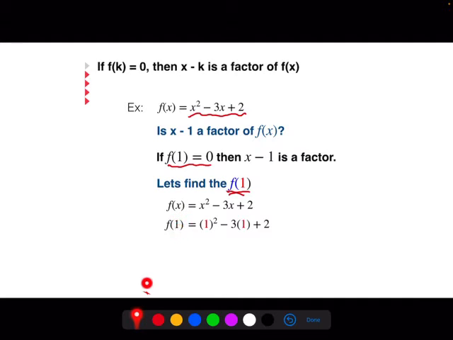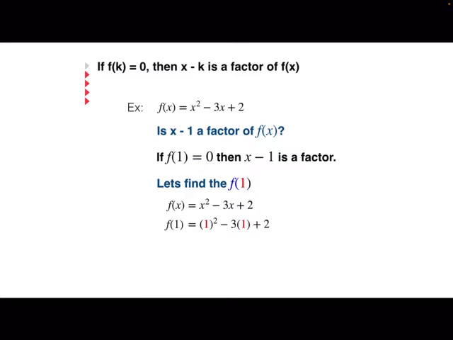Okay, so we have to take care of exponents first. So we'll square it, and then we do some multiplications, giving us 1, and then negative 3 times 1 is just negative 3. We add our terms from left to right, 1 minus 3 is negative 2, plus 2, and that gives us 0. And therefore, it follows from the factor theorem that if the f of your k value, in this case 1, gives you a 0, then x minus 1 is a factor.